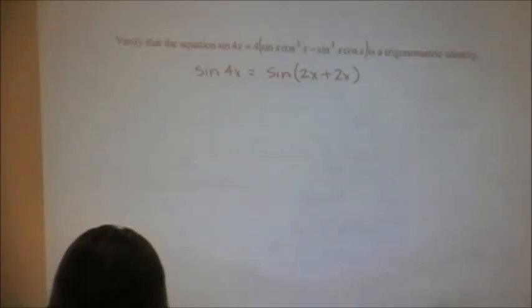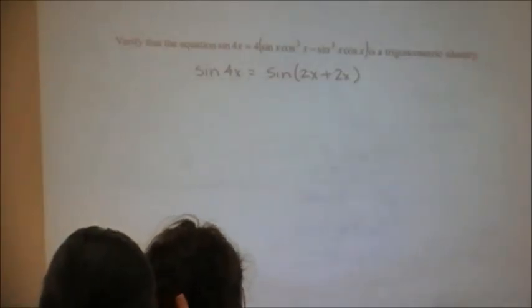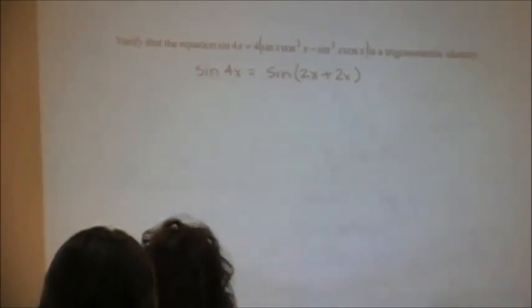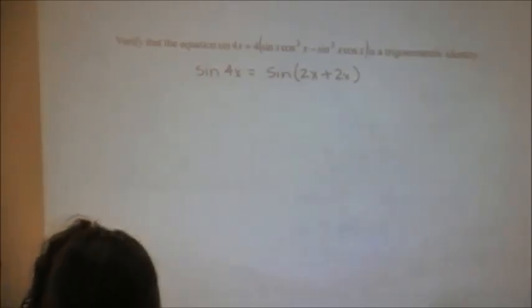Now, you will probably see one like this again. It might not be 4, it might be 3, in which case you would do sine of 2x plus x. So, 4x is 2x plus 2x.